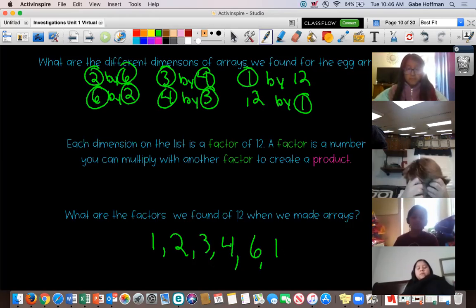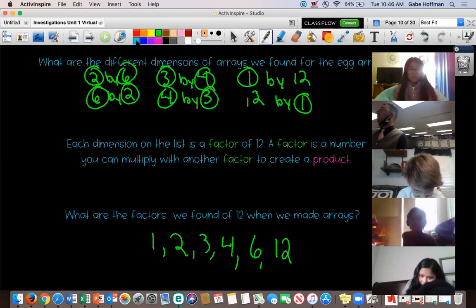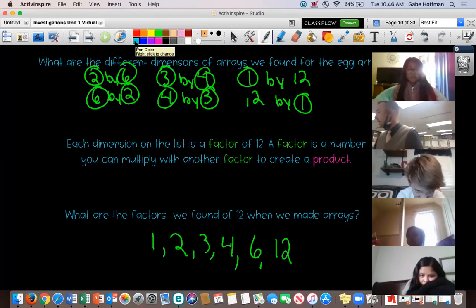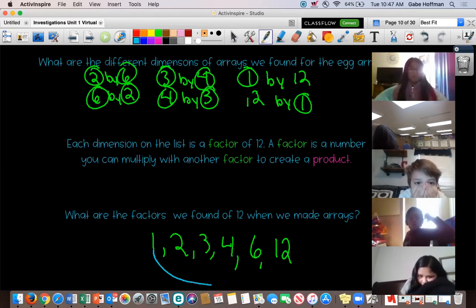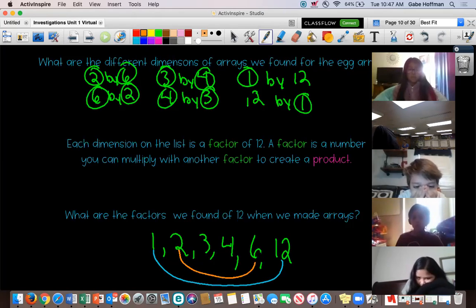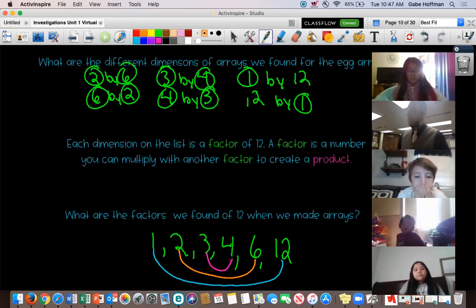12. And 12. Very good. Right, those are all the factors. If you did them, you may have heard of what they call factor rainbows, where you say the lowest and the highest one go together. So you have 1 and 12, you have 2 and 6, and you have 3 and 4. Those are your factor pairs. We call them factor pairs, meaning we multiply them together to get 12.